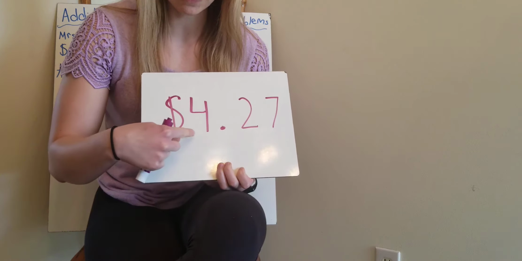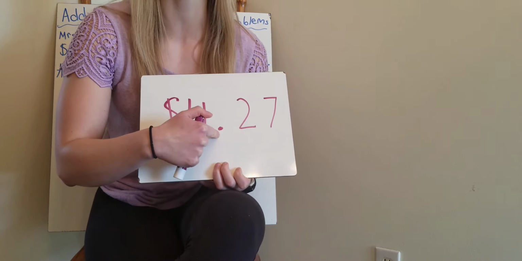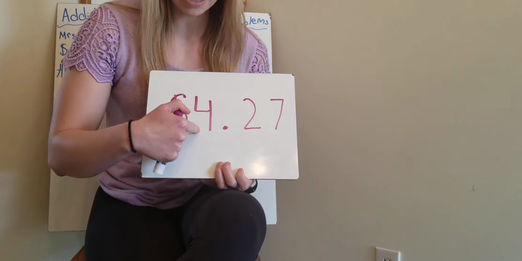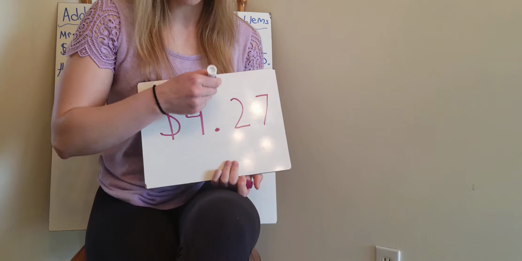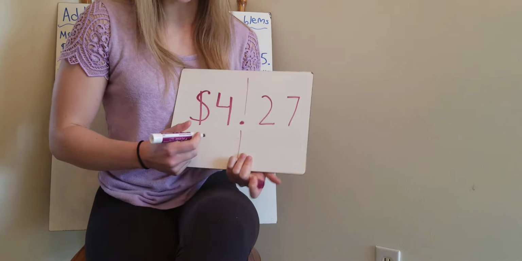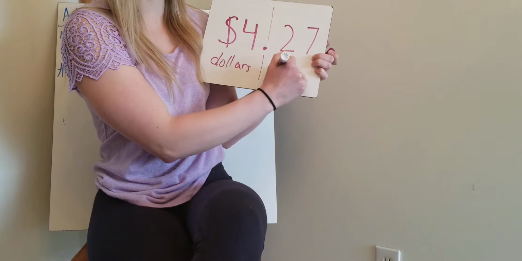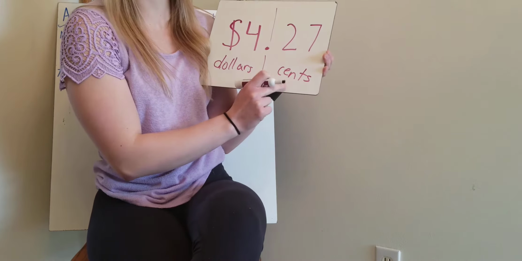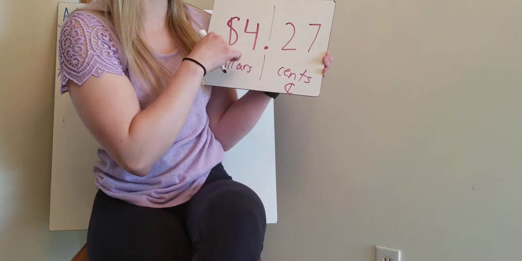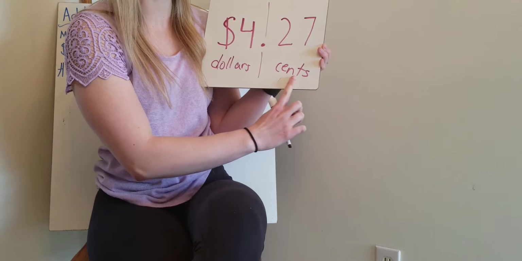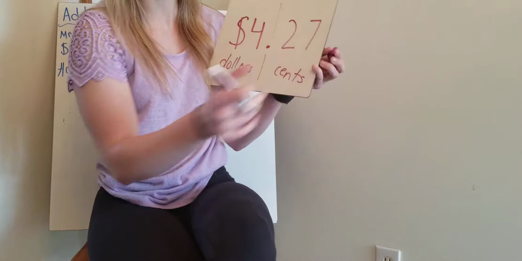And so this says $4.27. When we see this dot, we say and, okay? $4.27. This side over here, on this side of the dot, is our dollars part, okay? On this side of the dot is our cents part. Now, if we just have cents, sometimes we use the cent sign, but because we have this dollar sign and this dot, we do not need the cent sign, okay? So we just put that dot and we know that whatever's on this side is the cents part.